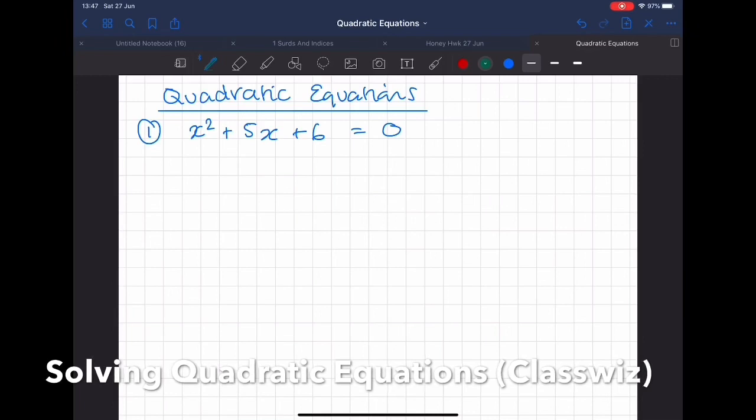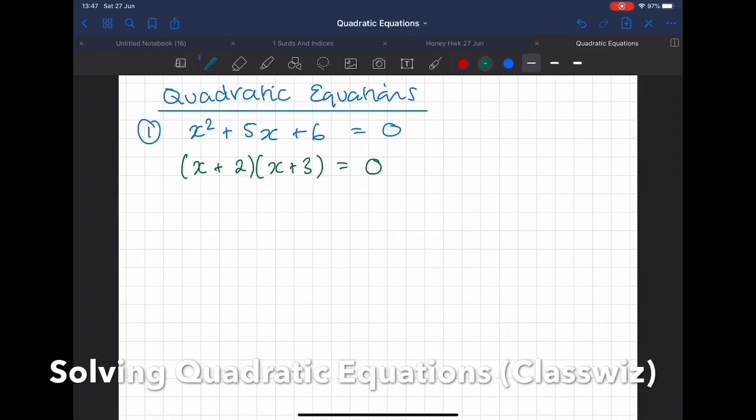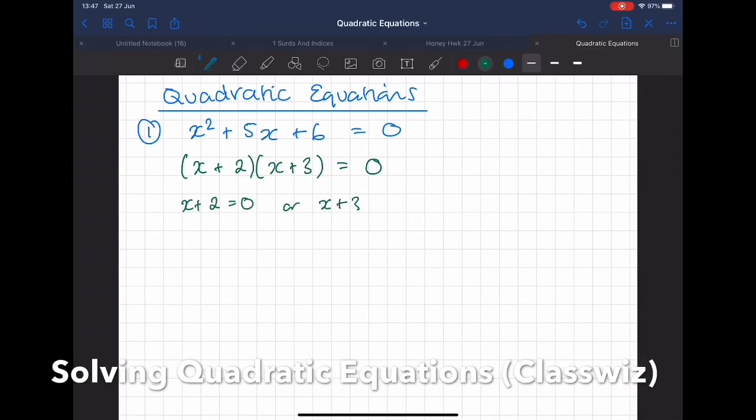And the reason for that is because this one can be really easily factorised to give (x plus 2)(x plus 3) equals 0. And we know that the whole point of quadratic equations is that when I have two things multiplied together to make 0, then one of those two things has to be 0. So either x plus 2 is 0 or x plus 3 is 0.